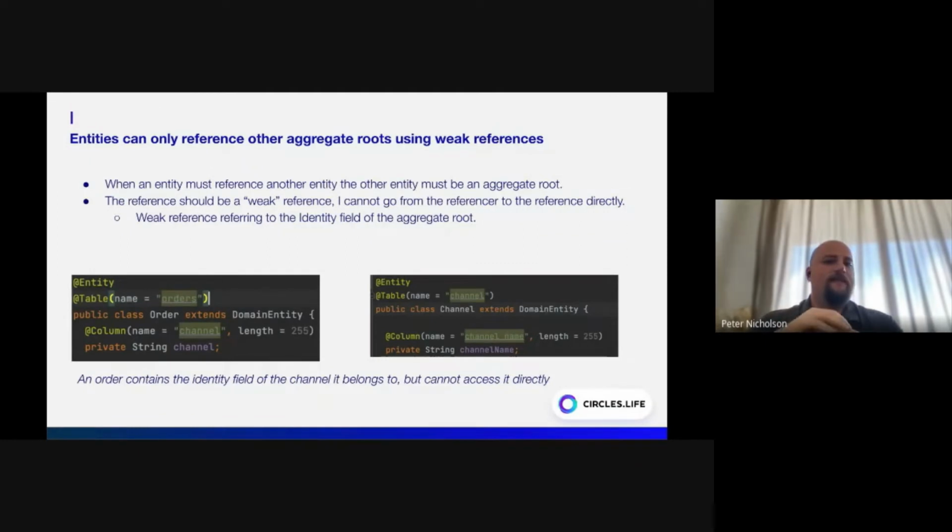Another rule: entities can only reference other aggregate roots using weak references. This I talked about on a previous slide. I actually put some screenshots of the OMS code here. So here we can see that the orders aggregate on the left holds the name of the channel, but you can't access the channel directly. This is again to really isolate what is being updated.